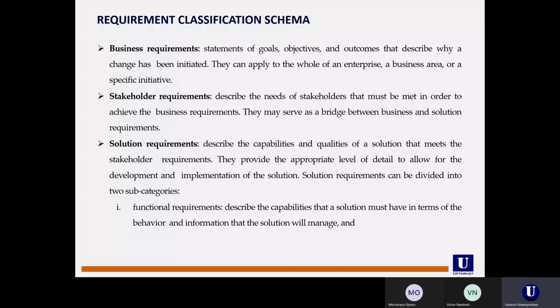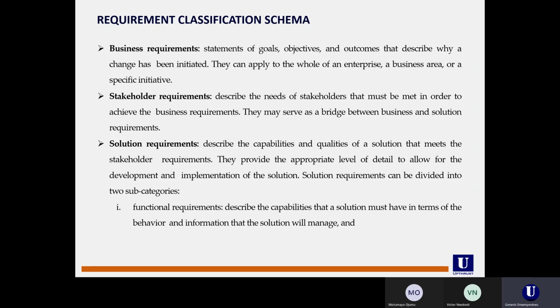And then we have the stakeholder requirements. This describes the needs of stakeholders that must be met in order to achieve the business requirements. So without you carefully and accurately describing the needs of these stakeholders, you won't be able to achieve your business requirement. Your business requirements and your stakeholder requirements are tied together, because if you don't effectively define the needs of your stakeholders as it relates to your business requirement, you might miss out on the project goals and objectives.